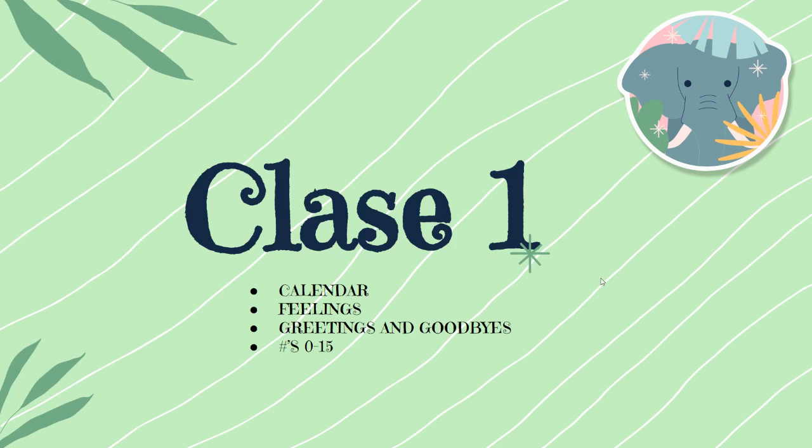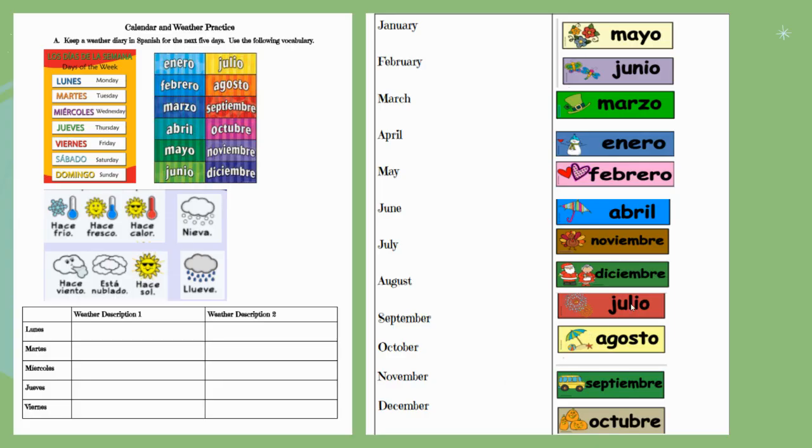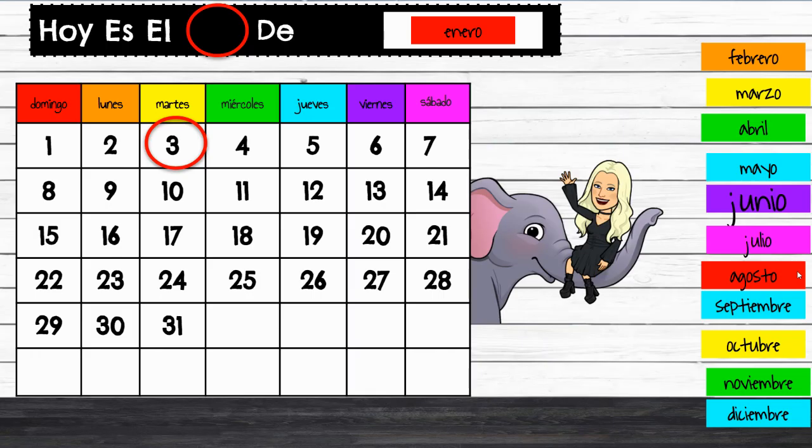All right, here we go. Clase uno. So we are going to learn about the calendar, how to express our feelings, greetings, goodbyes, and numbers 0 through 15. And this is a practice worksheet if you're interested in additional practice for you to work with the days of the week, months of the year, the different types of weather. There's a weather diary here for you to practice writing out weather descriptions, and then, of course, the different months in Spanish and in English to match up.